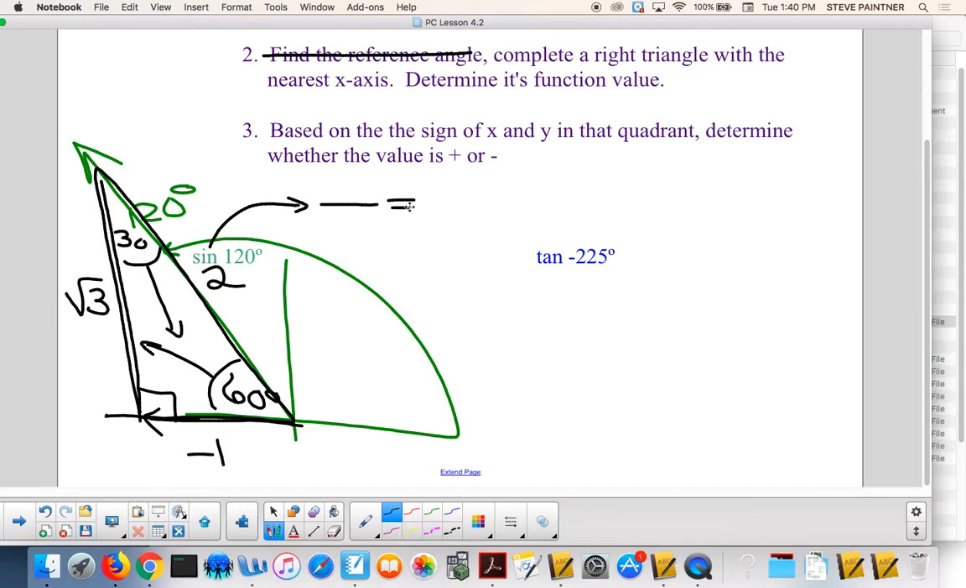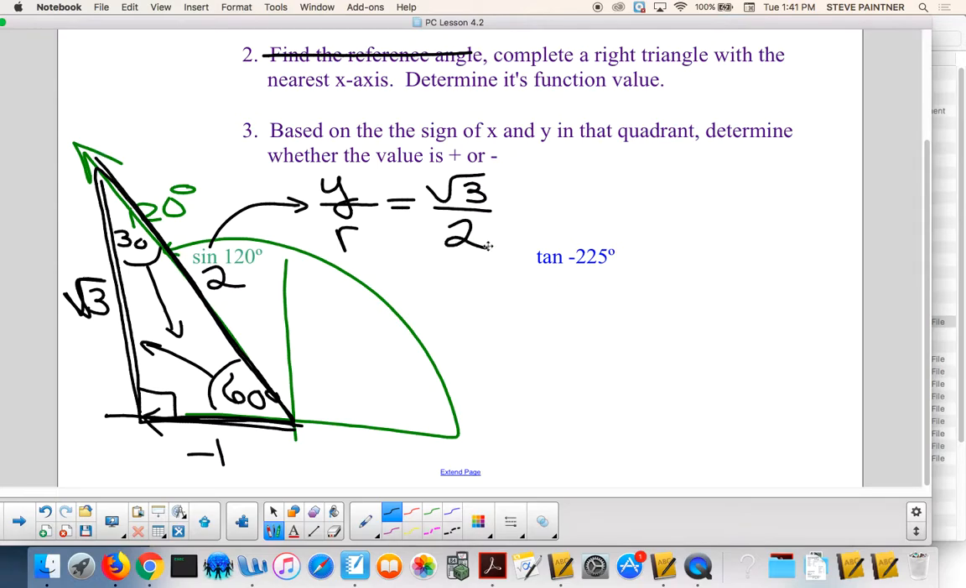Sine is what over what? Don't use words. Use your y's, x's, and r's. Y over r, yes. Okay, you got to think. From here on out, you got to think like this. Opposite over hypotenuse is y over r. So what's y and what's r? Y is what? Square root of 3. And r is what? Sorry, r is what? 2.